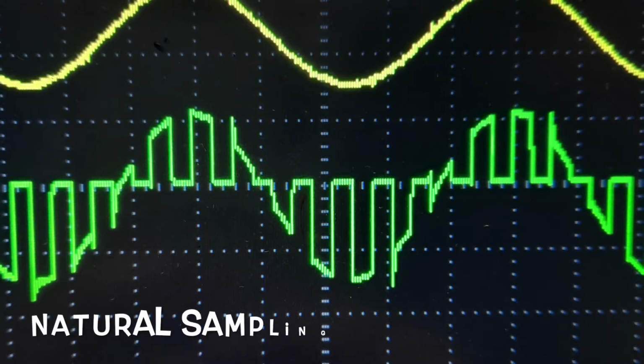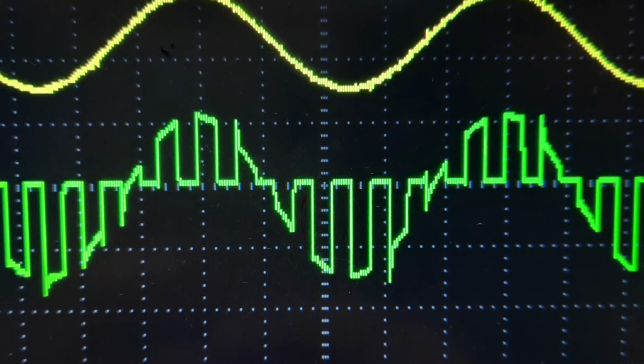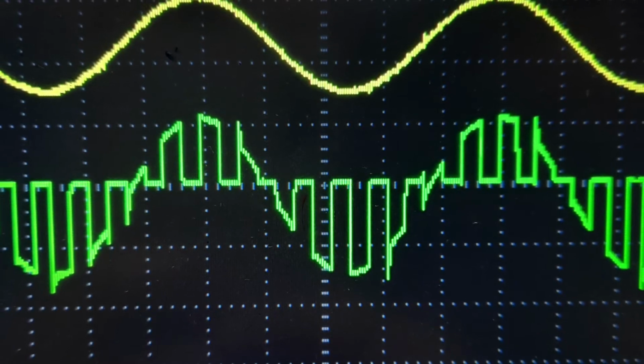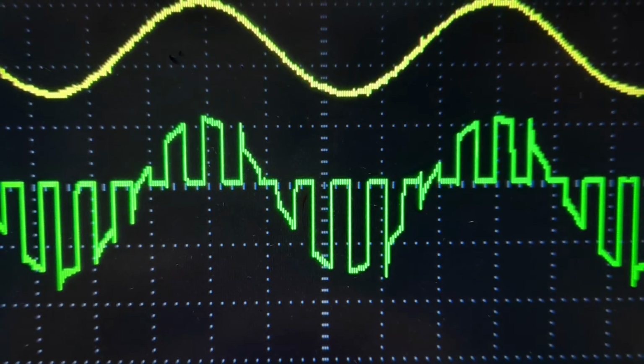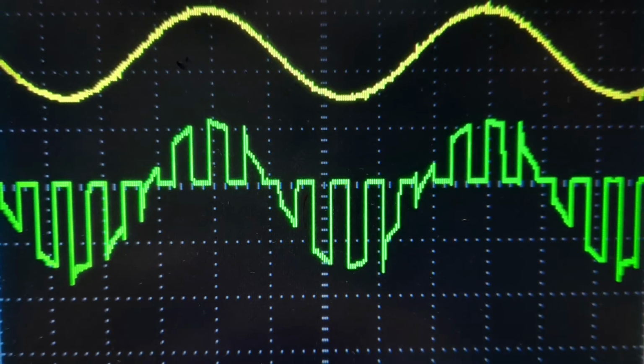First, natural sampling. It is a practical method of sampling in which pulses have finite width equal to t. Sampling is done in accordance with the carrier signal, which is digital in nature.